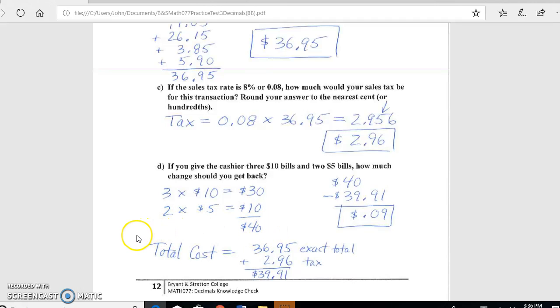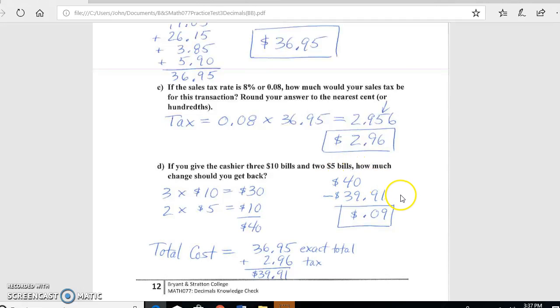And the second step is to find the total cost of the items, the 4 items, plus the tax. And in letter B, we found that the exact cost of the items is $36.95, but then we have to add on the tax from letter C, $2.96. When we add those together, we end up with a total cost of $39.91. And so we've given the cashier $40.